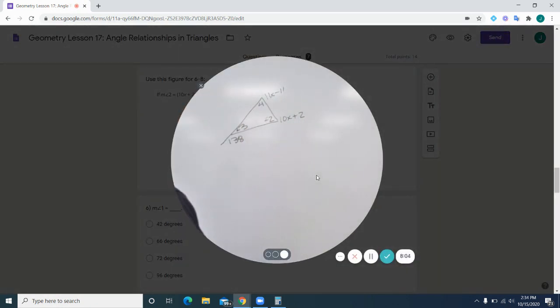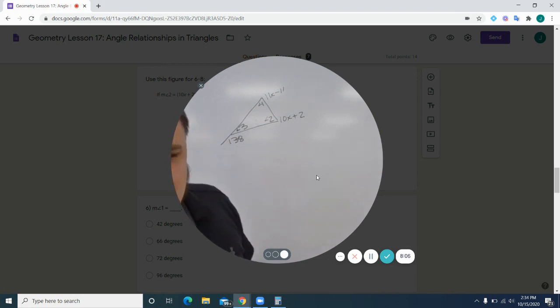So if you think you can do this, try this problem. Press pause, give this a try. You can maybe look at my diagram, see how I set it up. Press pause, give this a try, and then press play and see how I do it.